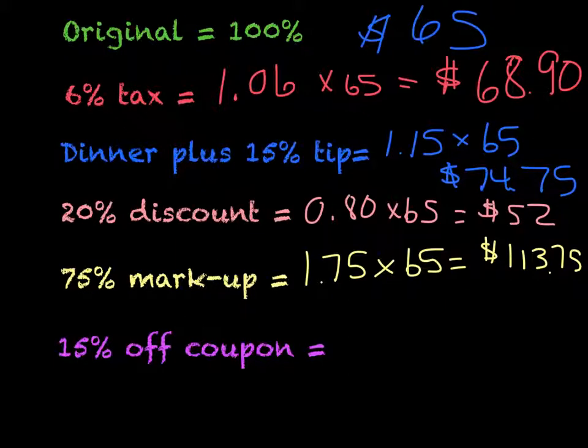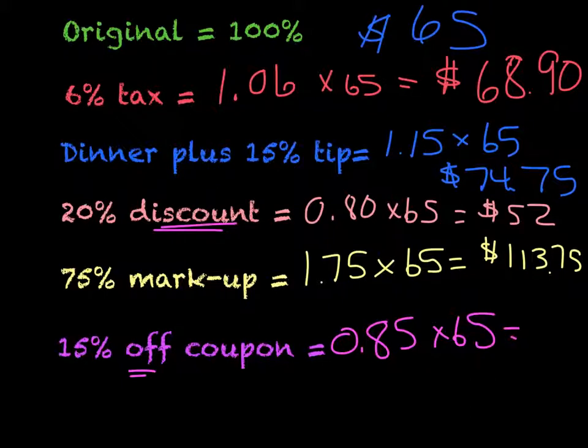And last, if I had a 15% off coupon, again, it's 15% off, and up here we had a discount, so I'm subtracting 15%. So I'm going to do 0.85 times 65, and that will be $55.25.